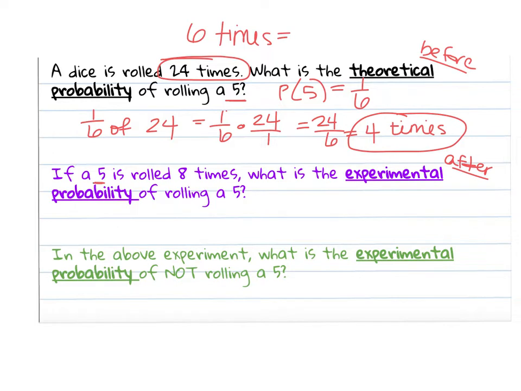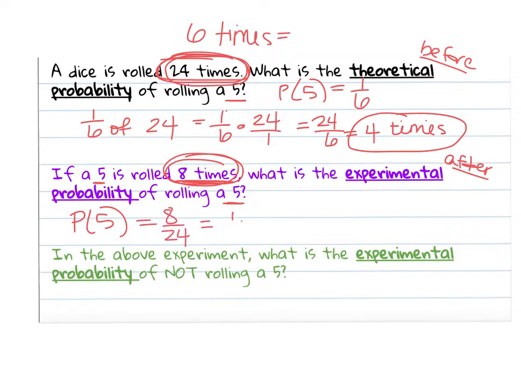So if a 5 is rolled 8 times, what is the experimental probability of rolling a 5? So back to that being it rolled 24 times, it was rolled 8 times. So the probability of rolling a 5 in this experiment was 8/24, and we simplify that. We can divide them both by 8, so we get 1/3. So 1/3 of the time we got a 5. And then we can see that we got a 5 more than we theoretically should have.